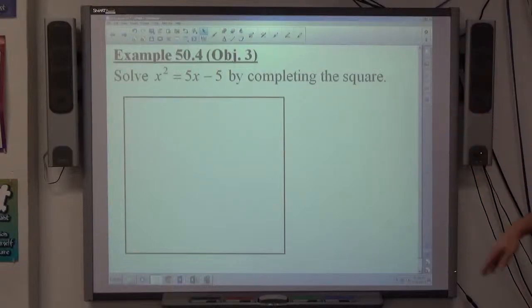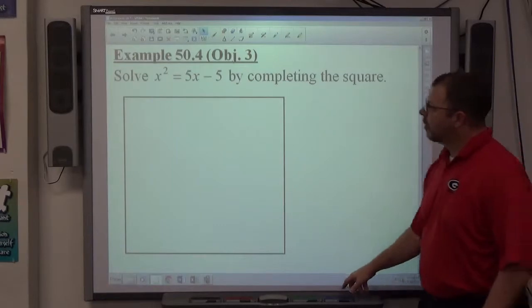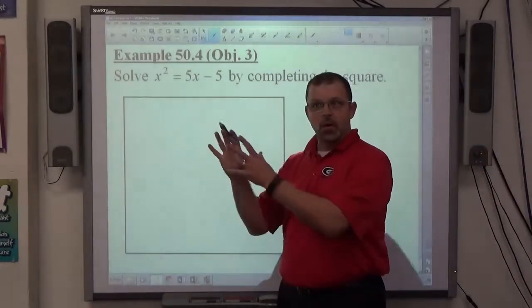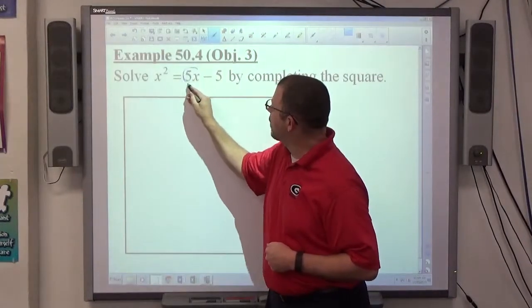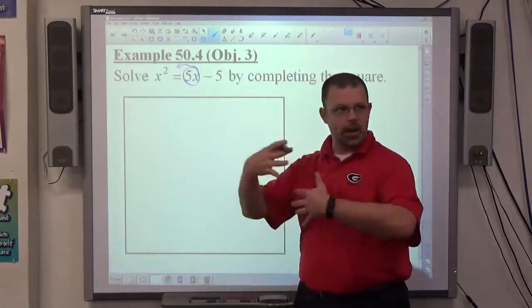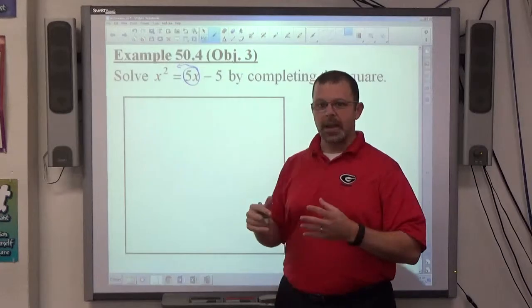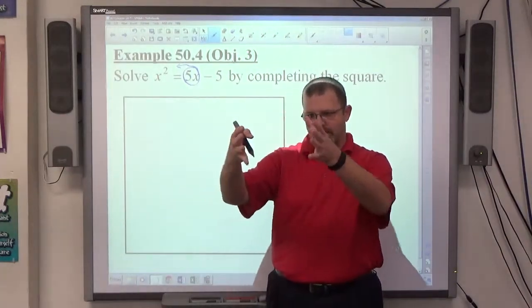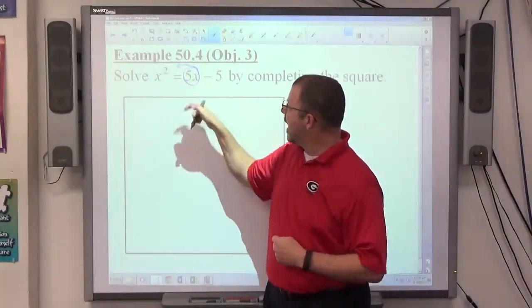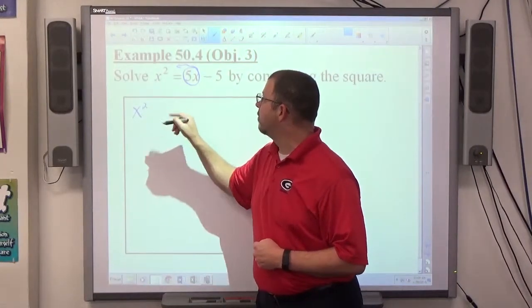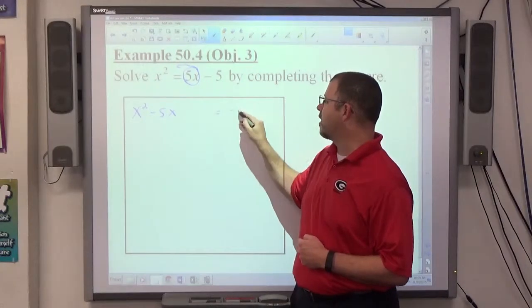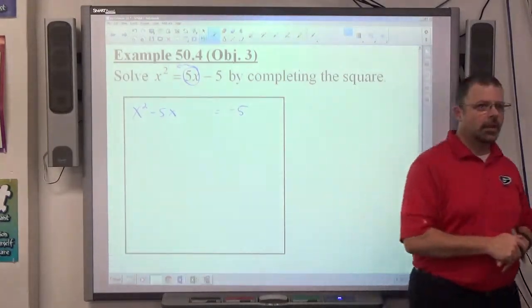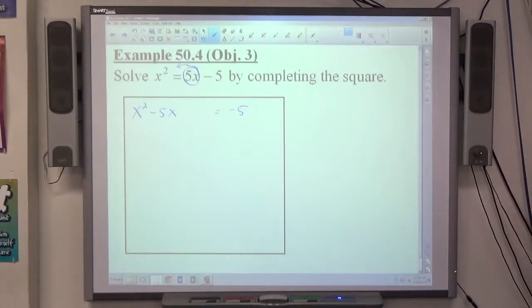All right, our final example today, example 4: solve x squared equals 5x minus 5 by completing the square. In order to get the descending order with the gap equal to the constant, all that has to happen is move this 5x over to the left. My goal is x squared, x, gap equals constant. With x squared already on the left, minus 5x comes over to the left, leaving a gap equals my constant, which is already on the right. That's perfectly legal to do.